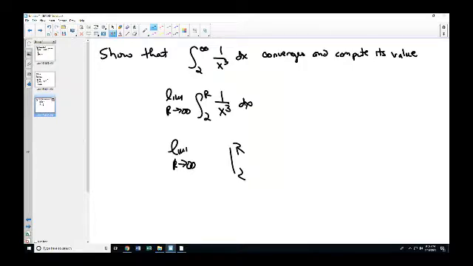It's x cubed, so it's not natural log. We don't need a super big power rule. It's 1 over x cubed, so x to the negative 3. Add 1, x to the negative 2.